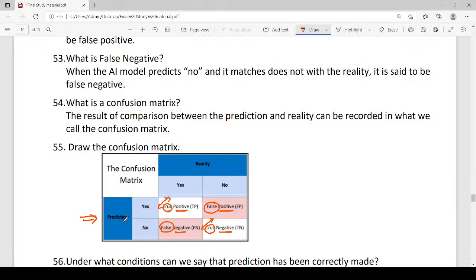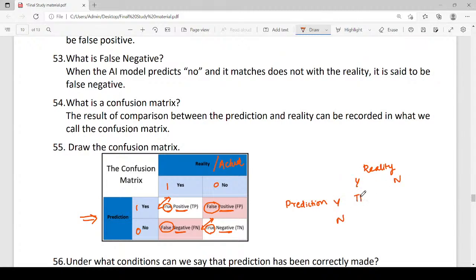So you can easily come up with this. Remember, on the left side you are writing prediction yes and no. On the top you are writing reality yes and no. This in some questions will be replaced with 1 and 0. And instead of reality they use the word actual. So remember to draw the confusion matrix correctly. You write prediction. You write reality. And then you write 1 and 0 or yes and no.